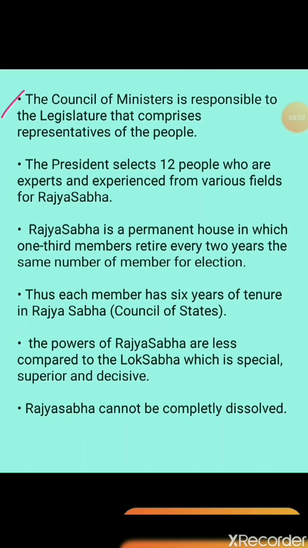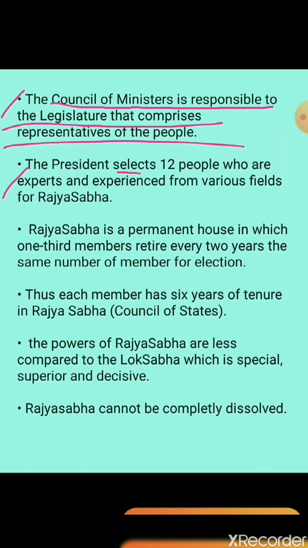Okay, now we'll see the Council of Ministers is responsible to the legislature that comprises the representatives of the people. The Council of Ministers who have been elected in the legislature are responsible to the representatives of the people. Why the people? Because these council of ministers are being elected through elections. They are the representatives of the people, like people have chosen them to go to the parliament and work for them.